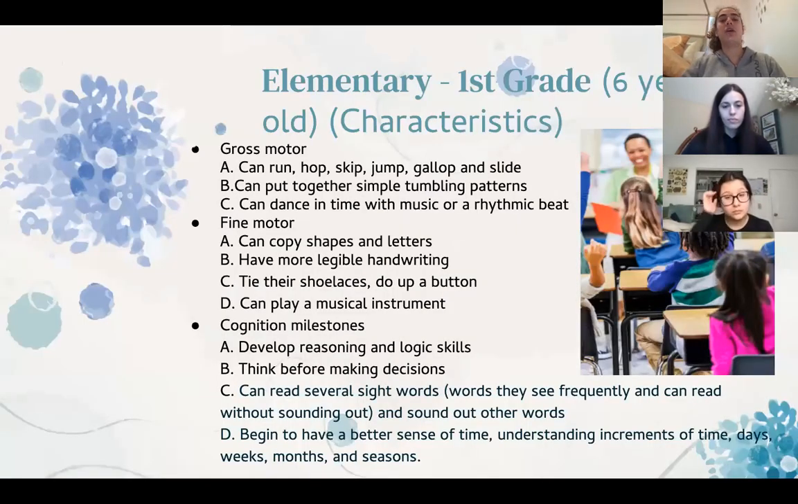Next, we'll be discussing how cognitivism is applied in elementary school, specifically in first grade with 6-year-olds, and the characteristics of cognitivism throughout the classroom and throughout the children are the gross motor skills, which are the students can run, hop, skip, jump, or gallop. They can put together simple tumbling patterns, which would be involved in the classroom, can dance with music or a rhythmic beat. And some fine motor skills I also will discuss is students or children can copy shapes or letters, have more legible handwriting, can tie their shoelaces, can play a musical instrument.